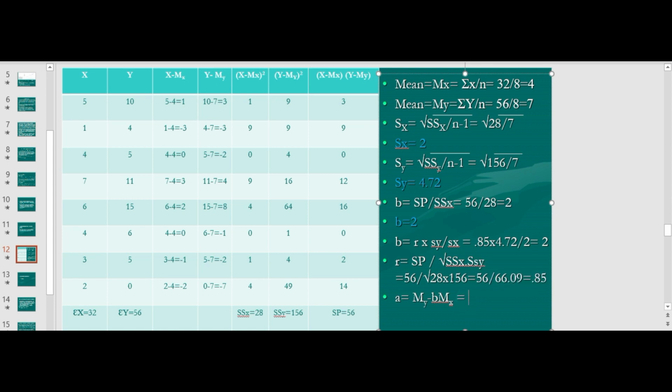We will put these values in this equation. Mean of y is equal to 7 minus b, which is 2, into mean of x, which is equal to 4. So 7 minus 8 is equal to -1. All the calculations have been completed.